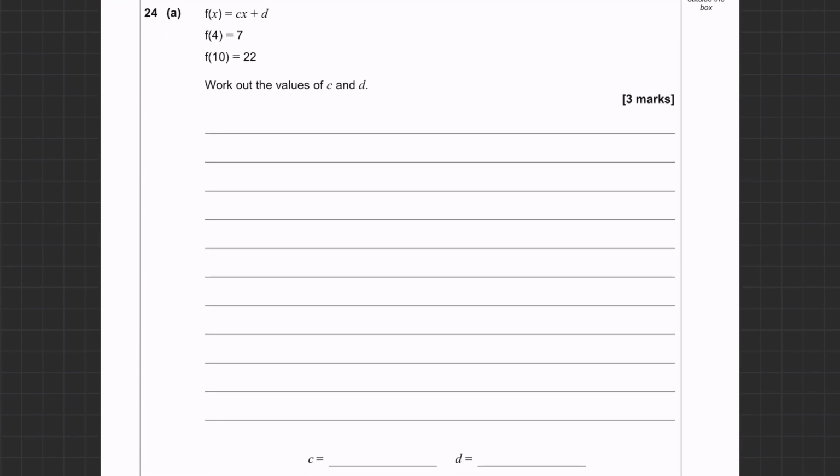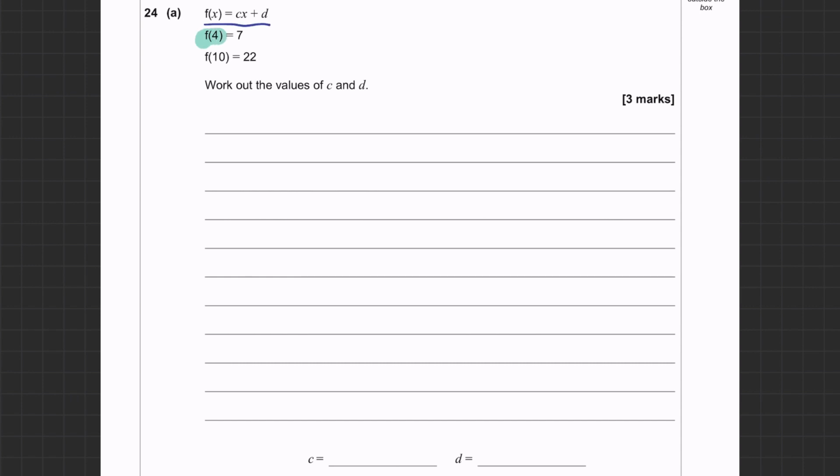Bit of a weird question, this one. Be a bit careful with this, but actually it works out really nicely. I'll talk through the process of how to go about it, and you'll start to find it's what you've seen before in a strange format. So we've got f of x equals cx plus d.